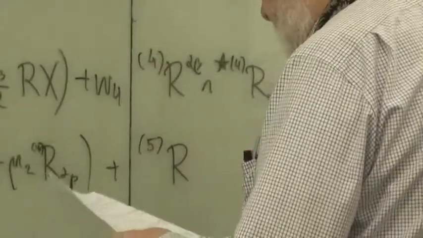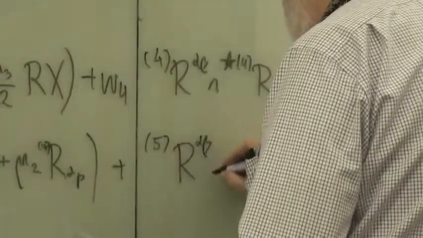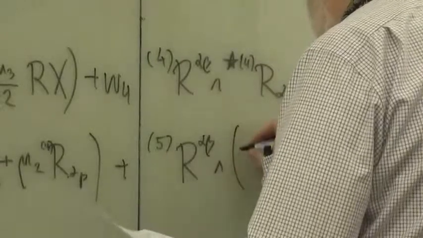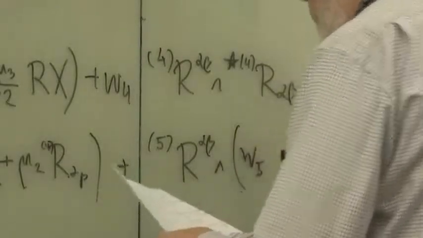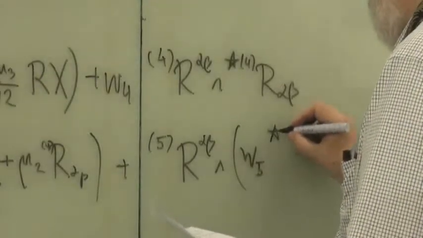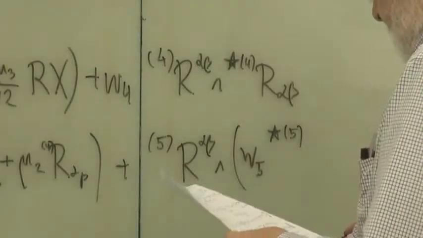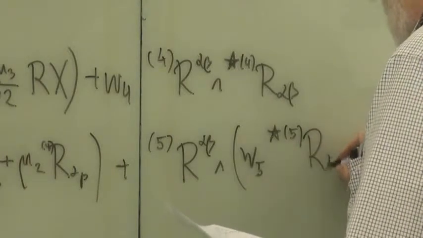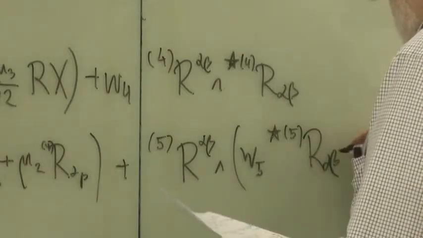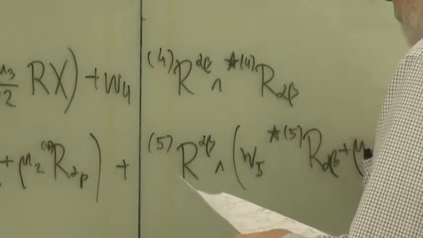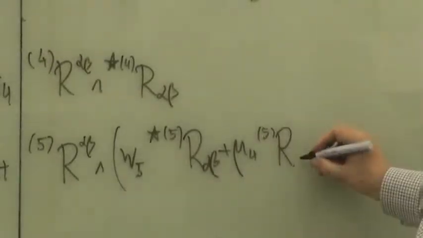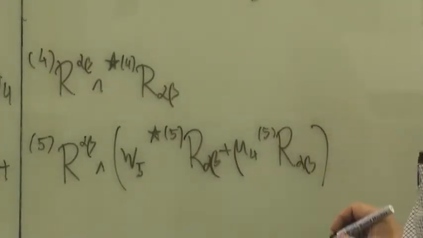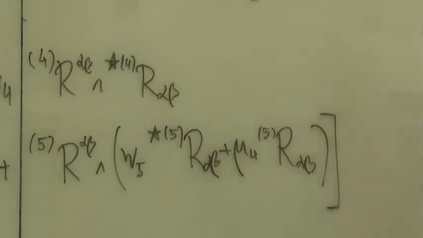R5, which is the anti-symmetric piece of the Ricci, R alpha beta, times W5, plus mu4 times the 5th piece, the antisymmetric R alpha beta. That's already all. Okay? These are the strong gravity pieces. So that's the complete Lagrangian.